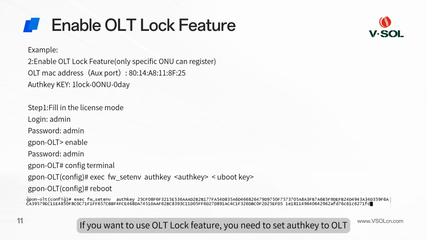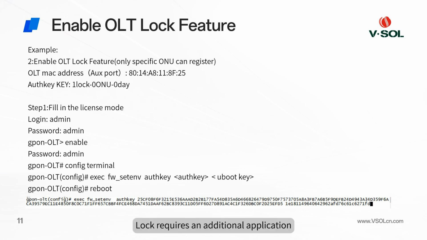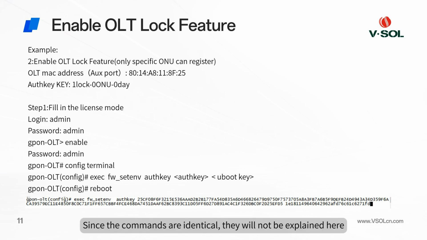If you want to use OLT lock feature, you need to set off key to OLT. Lock requires an additional application. And this feature needs to be used with a special version of ONU. Please refer to the first section for details. Here we only describe how to configure it. Here is the example which only uses OLT lock feature limit. Since the commands are identical, they will not be explained here.